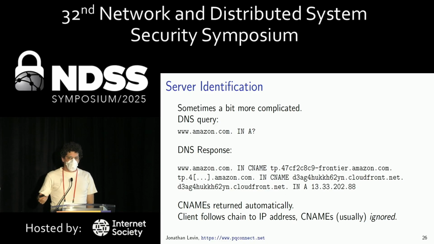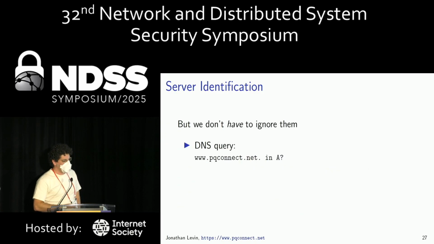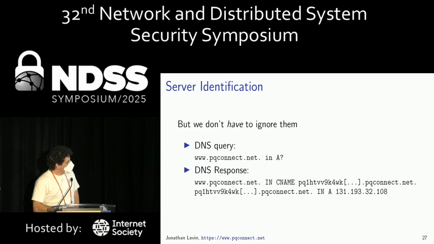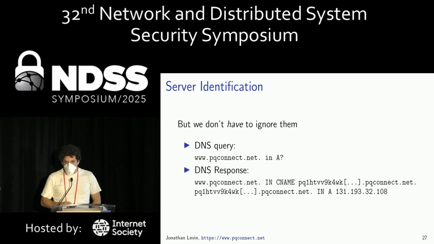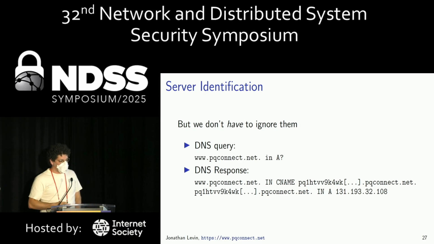CNAME records are returned automatically when making an A record query, and usually clients just follow this chain of CNAMEs to the IP address, and along the way they're ignoring these intermediate CNAMEs. But we don't have to ignore them. For example, if you do a DNS query for www.pqconnect.net, you'll get a response that looks like this. You have the website pointing to a CNAME, which has this PQ1 followed by a lot of characters that don't really mean anything to you as a human. And then that CNAME points to the A record, the IP address where that server is located.